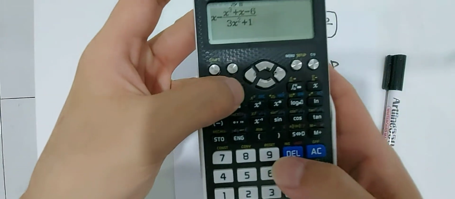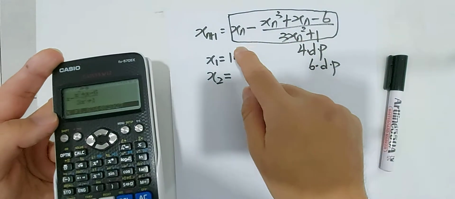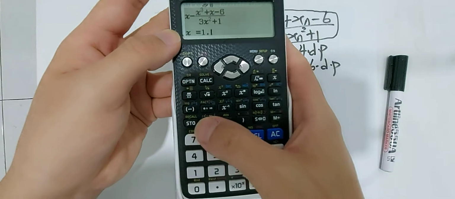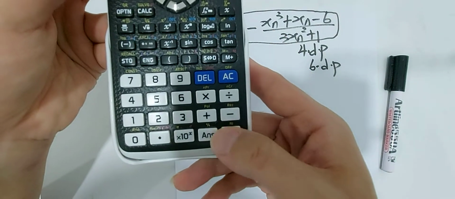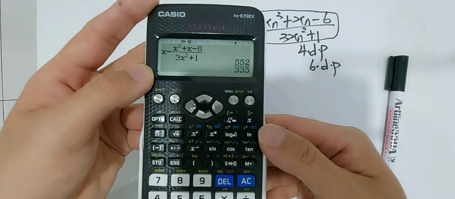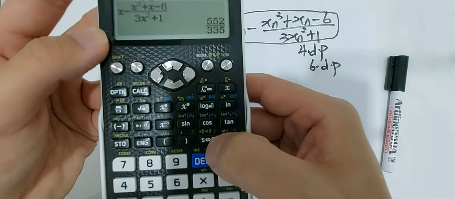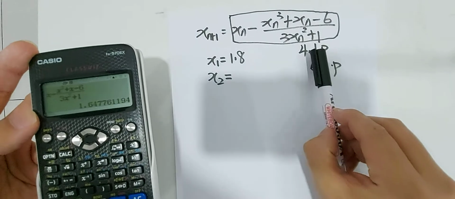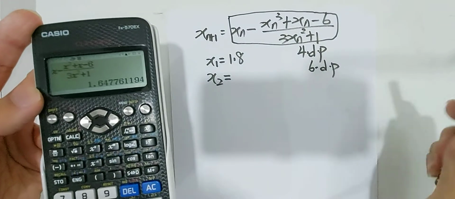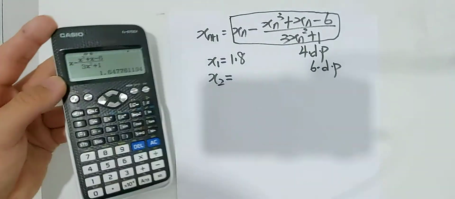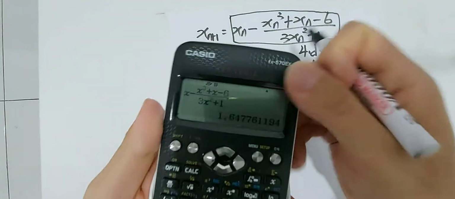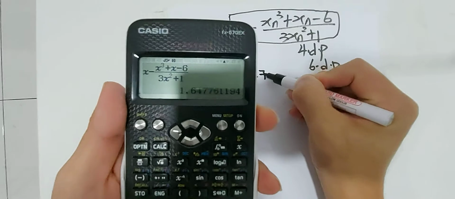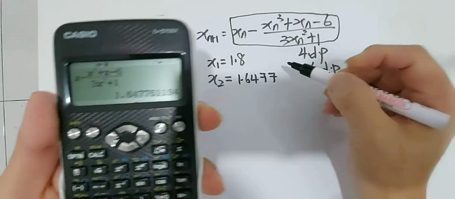So by pressing the button CALC, calculate the value that you want. You key in 1.8, and press equals twice. So you get a fraction, you can press this, and you get 1.64. Because they need 4 decimal places, we give an extra 2 decimal places, so we have 6 decimal places here, which will be recorded as 1.647761.